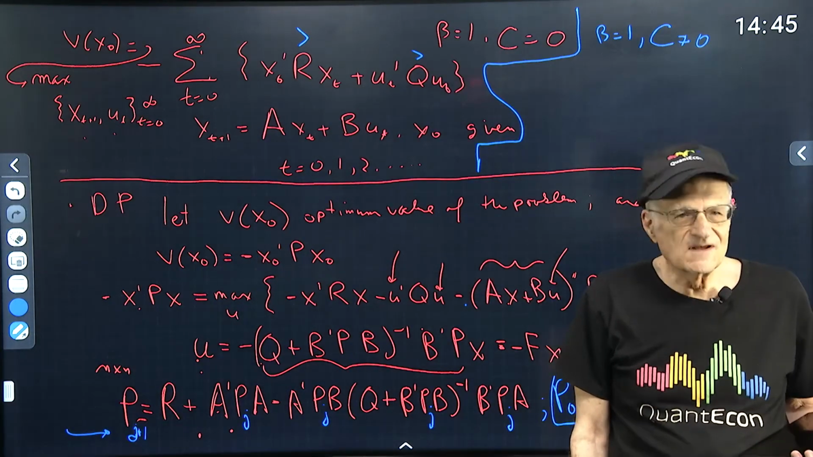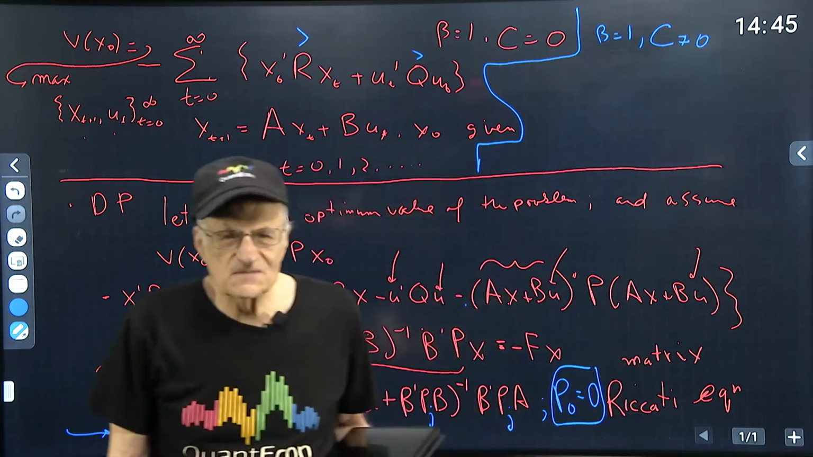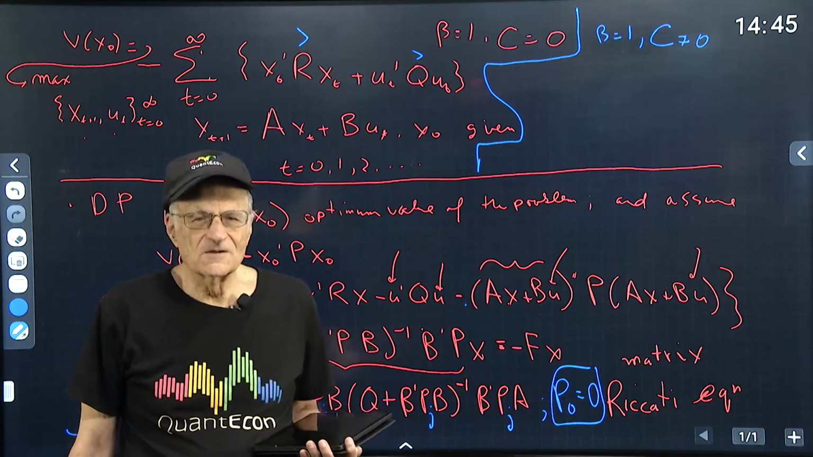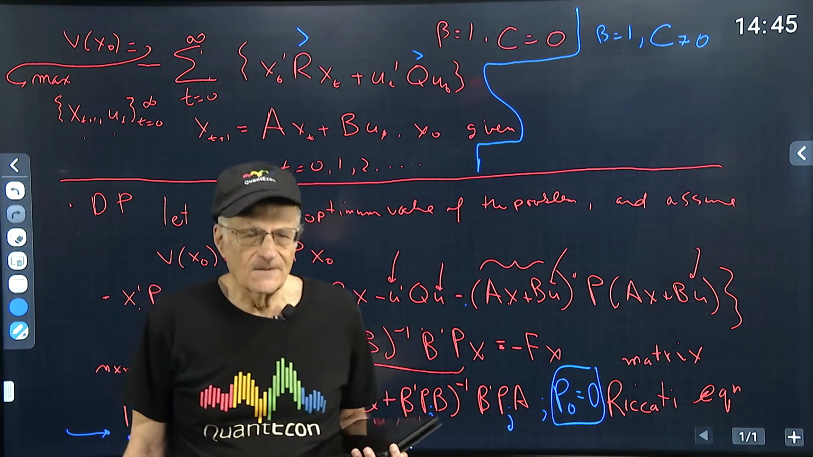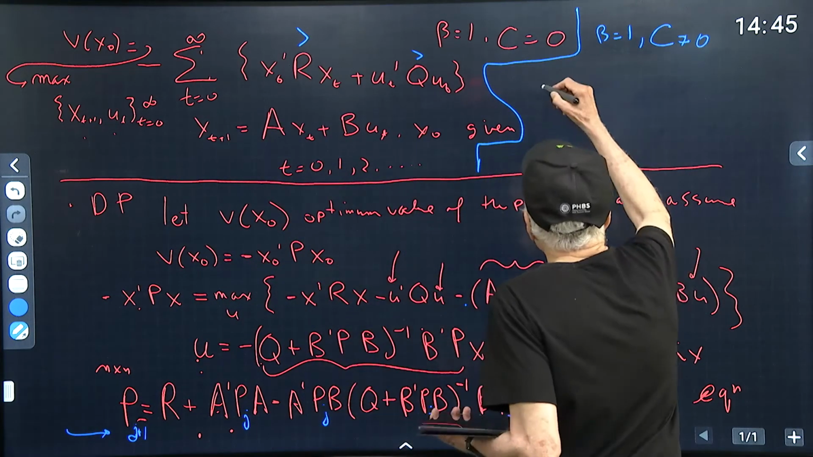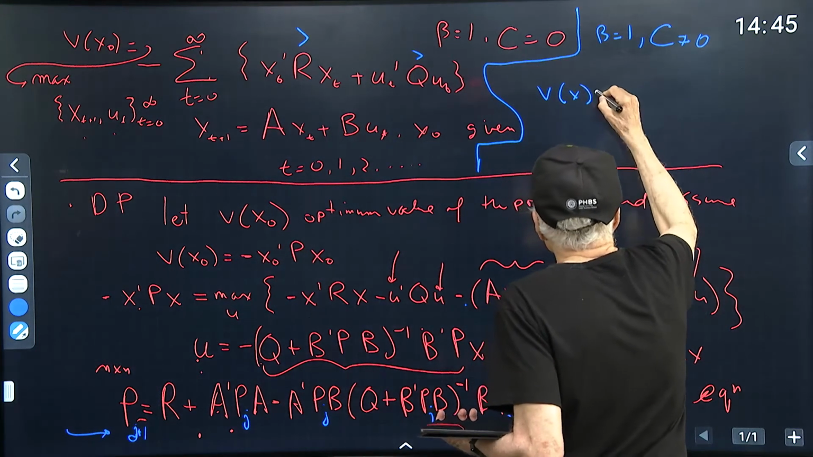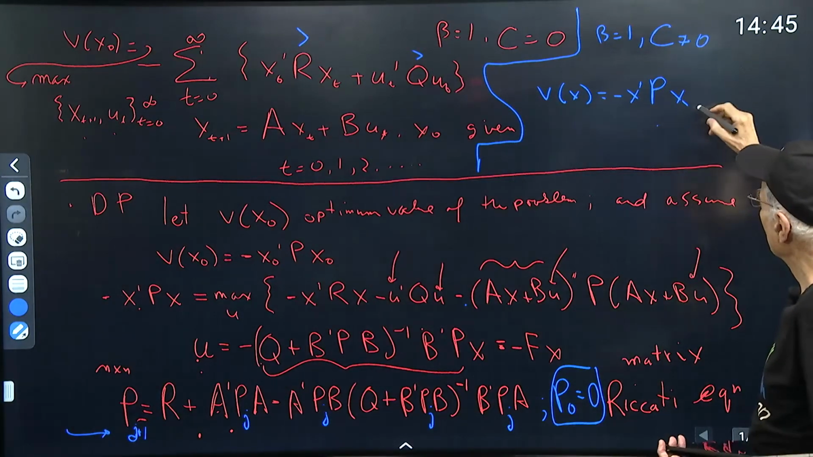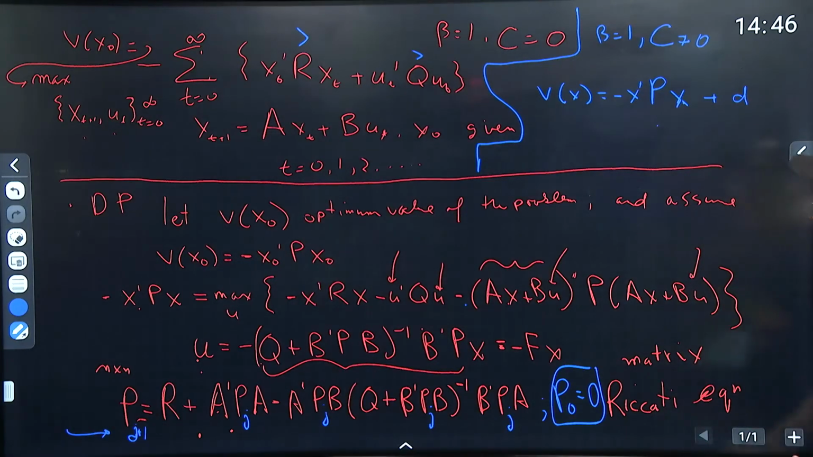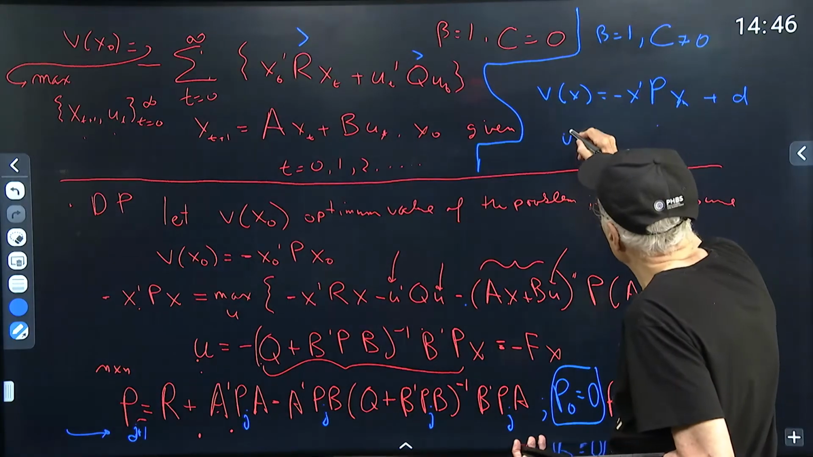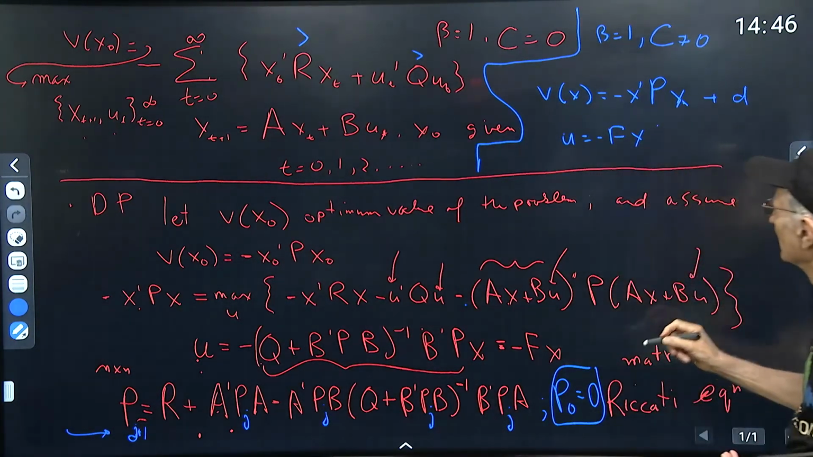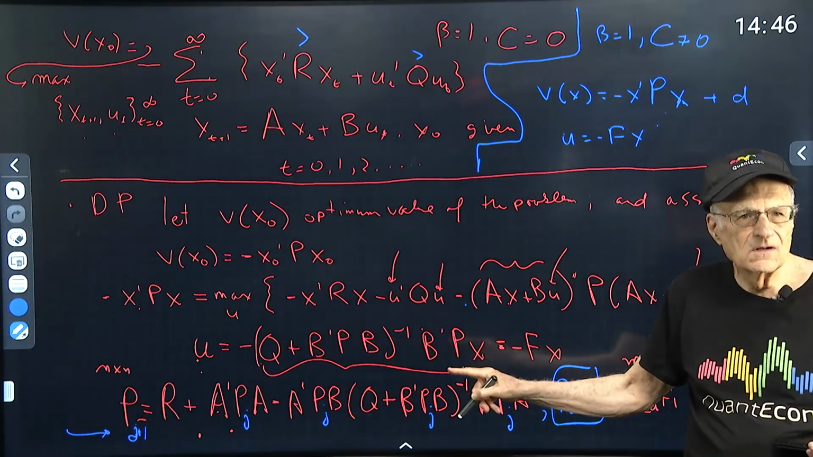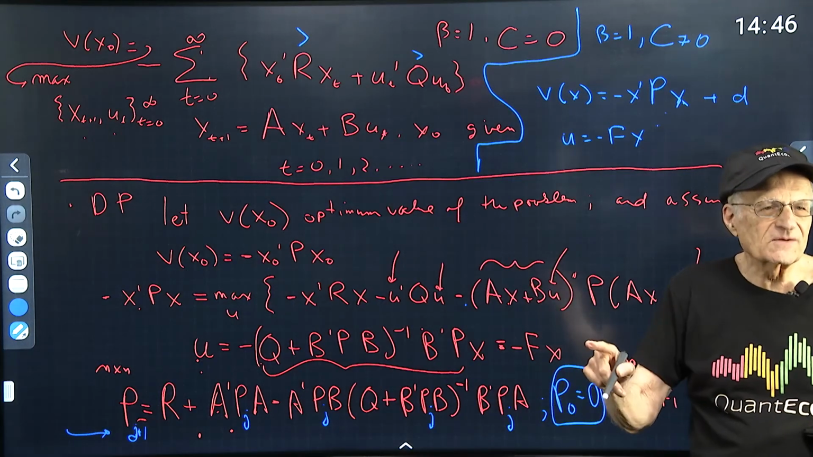So now I'm going to give you the key finding, and this has been used widely. It has a name. The great economist Tile and Herbert Simon called this certainty equivalence. John Muth used it a lot. The result is going to be V optimum is going to now be minus x prime p x plus d. And the decision rule is going to be u equals minus f x. The p and the f are going to be exactly the same as if c were 0. When I turn on c not equal to 0, it's not going to affect p. It's not going to affect f.